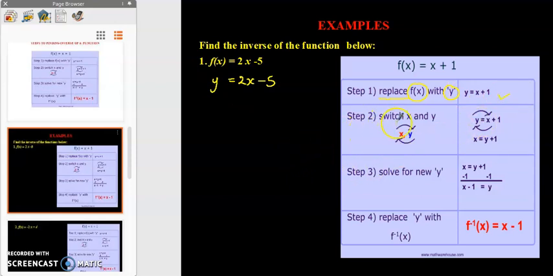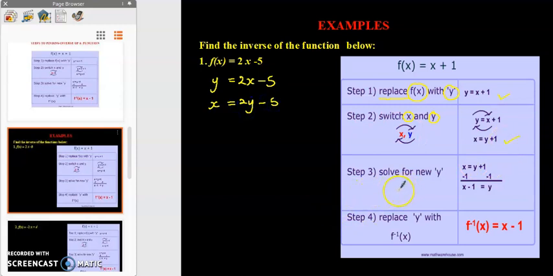And moving on to step 2 now. Switch x and y. So wherever y is, you're going to put x, and wherever x is, you're going to put y. So this will be x equals 2y minus 5. Step 2 is out of the way.